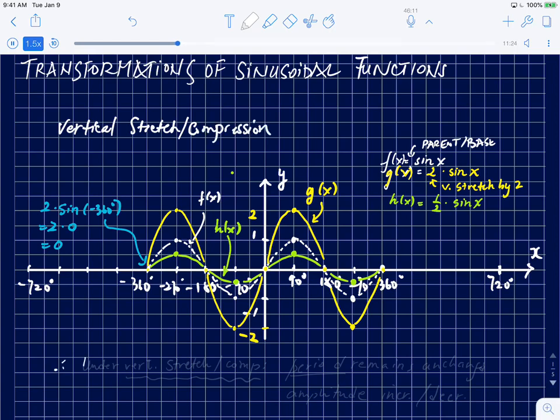Okay, so some thoughts here. Under vertical stretch or compression, what happens to the period if you compare the parent function to the transformed function? Does the period change at all? No. Period remains unchanged. What about the amplitude? Yep, the amplitude increases or decreases. So only for vertical stretches and compressions. Once we start combining all the transformations, it's a bit different, but just remember to link this back to periodic functions and that terminology.